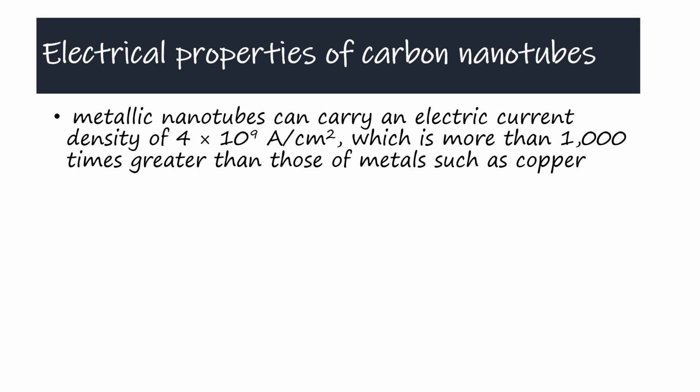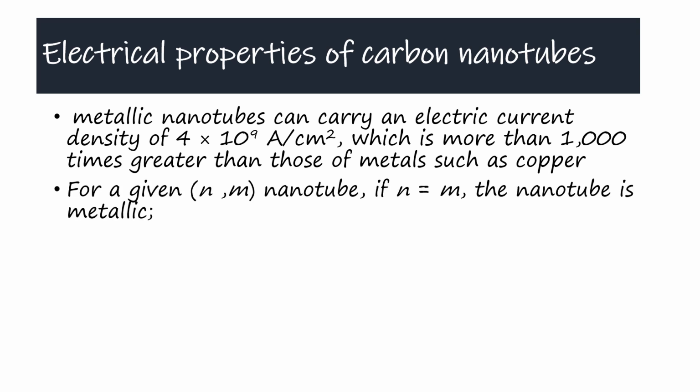Metallic nanotube can carry an electric current density of 4 × 10^9 ampere per centimeter square. So this is almost 1000 times greater than those of a metal like copper. And when we classify it based on the configuration, if n is equal to m, the nanotube is metallic.